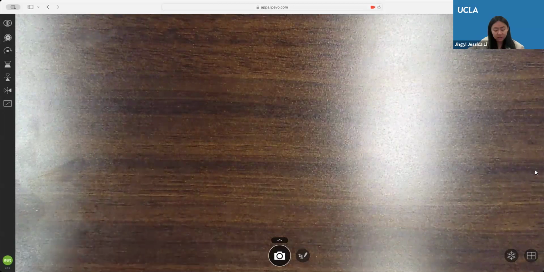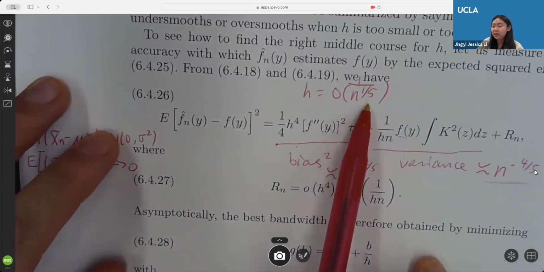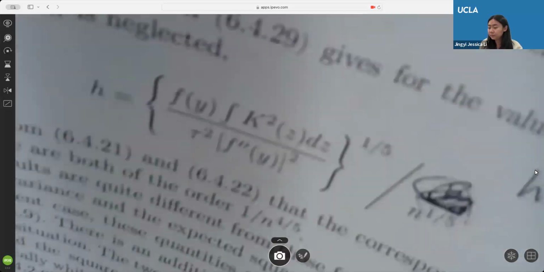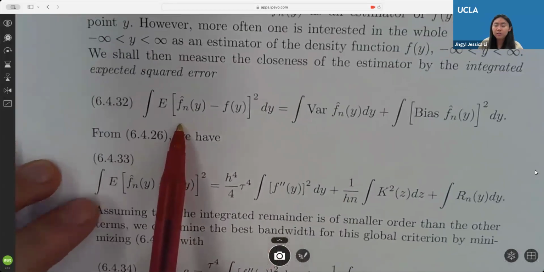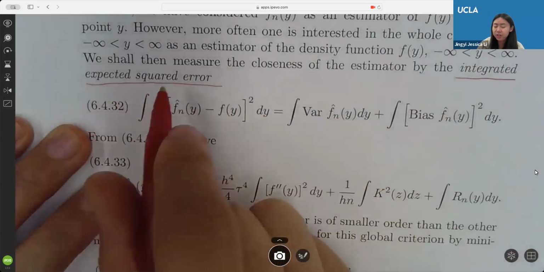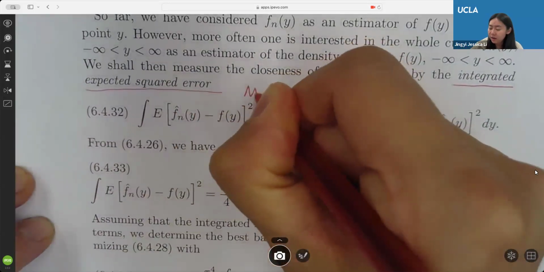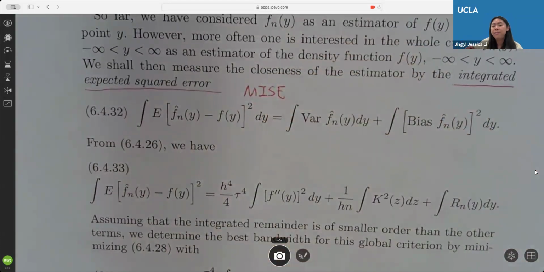Okay, so that's the optimal bandwidth. Coming back, the optimal bandwidth is on the order of n to the negative 1/5. As a result, the mean squared error is on the order of n to the negative 4/5. Moving forward, that is the mean squared error. Now we can talk about the integrated expected square error. This is the term used in this book, but some people also call this MISE. MSE stands for mean squared error, and MISE stands for mean integrated squared error.